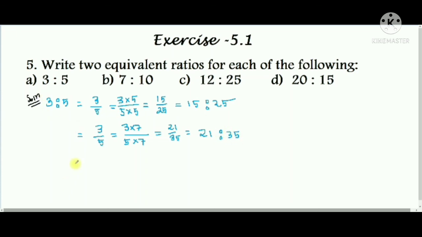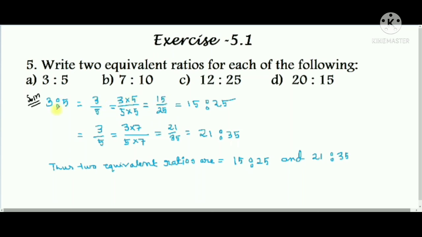So here we will write thus: the two equivalent ratios are 15:25 and 21:35. Why is it called equivalent? See, 15:25 can be written as 15/25. If you cut this, again we get 3/5, that means 3:5. That's why it is called an equivalent ratio.